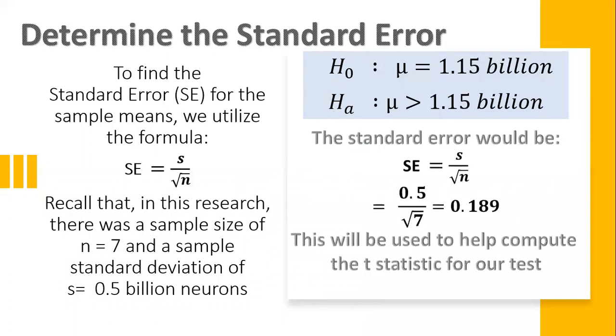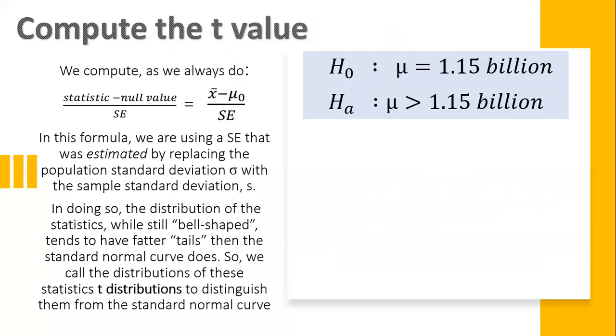So using those values in the formula, we find our estimate for the standard error to be 0.5 billion divided by the square root of 7, which turns out to be about 0.189 billion neurons. We're going to use that estimate for the standard error of the sample means now to help compute something that we will refer to as a t-statistic for this hypothesis test. Standard error is about 0.189 billion neurons.